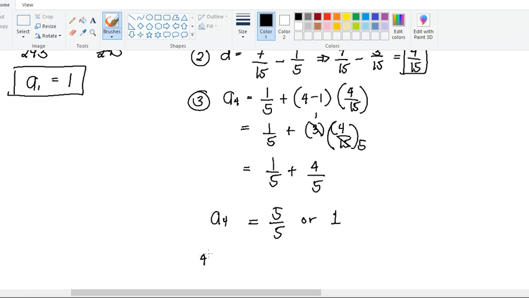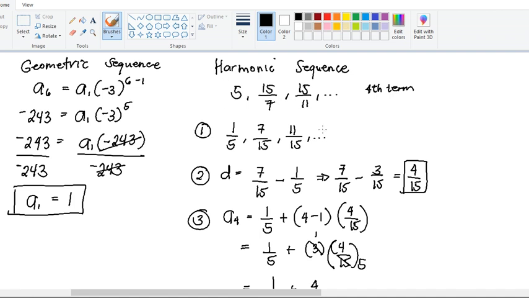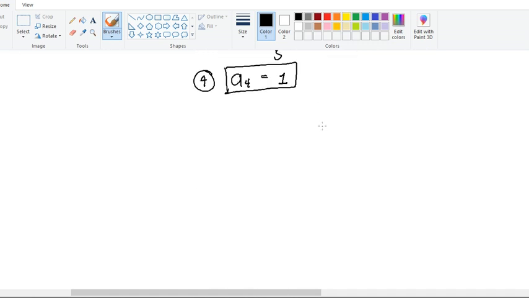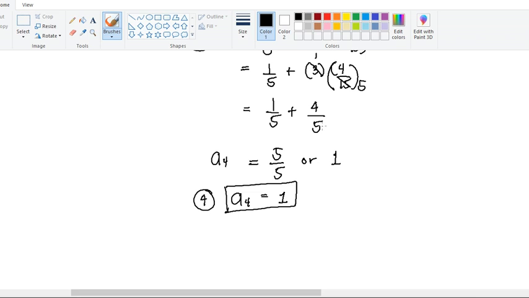So now, class, since our fourth term is equal to 1, therefore our reciprocal, since the fourth step is to get the reciprocal, is still 1. So the fourth term for this harmonic sequence is equal to 1. Okay? So that is just a quick review for our topic sequence.